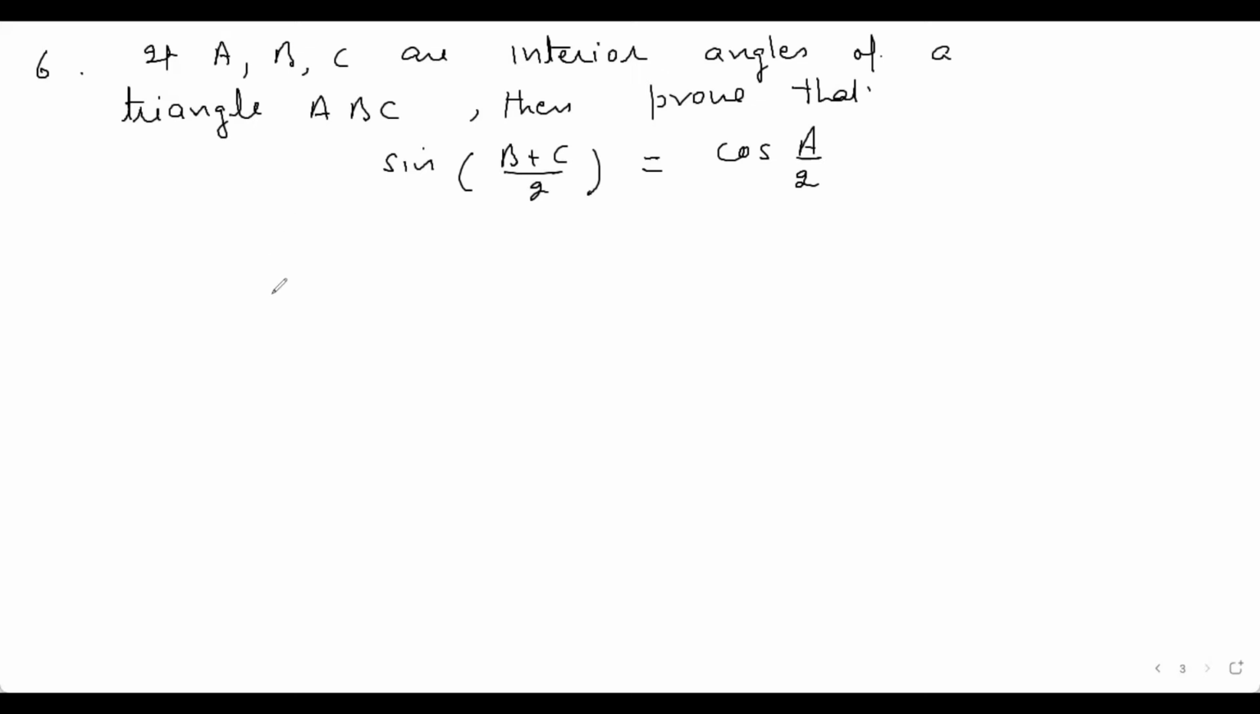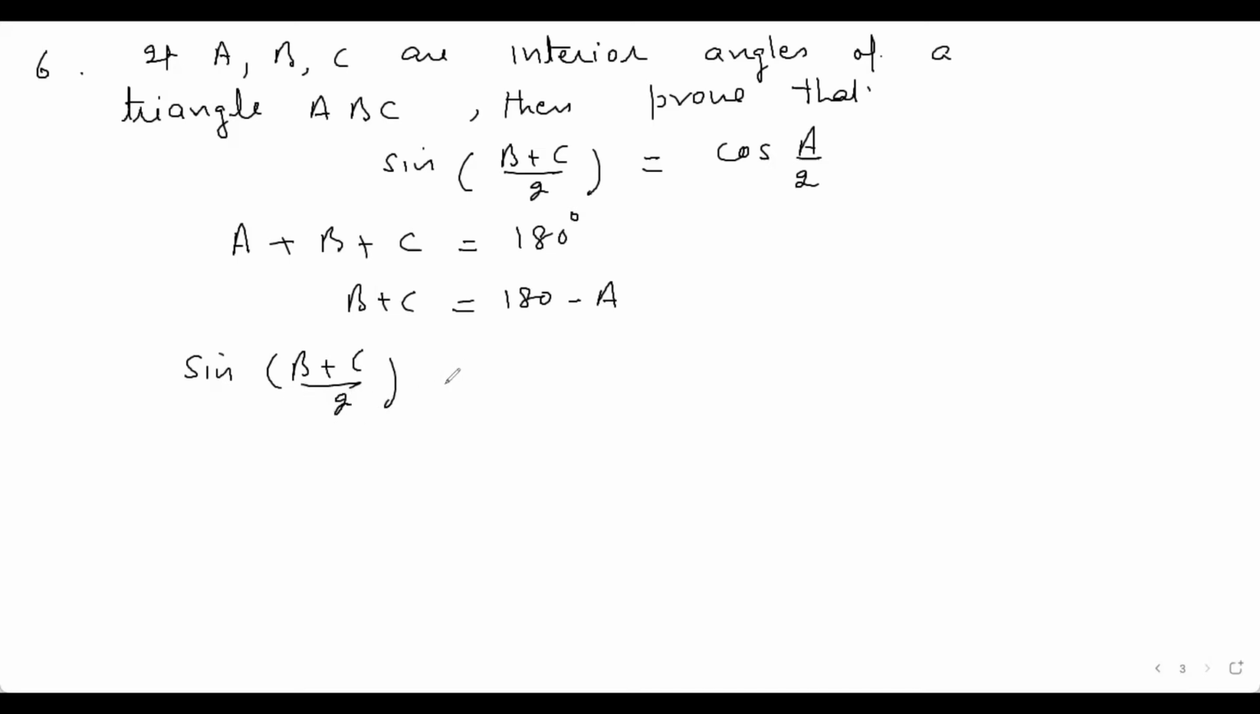Sixth sum is, if A, B, C are interior angles of a triangle ABC, then prove that sine B plus C upon 2 is equal to cos A by 2. Now, A, B, C are the interior angles of a triangle. That means angle A plus angle B plus angle C is equal to 180 degree. Now, B plus C is 180 minus A. Now, we have sine B plus C by 2. We are to prove sine B plus C by 2 is equal to cos A by 2.